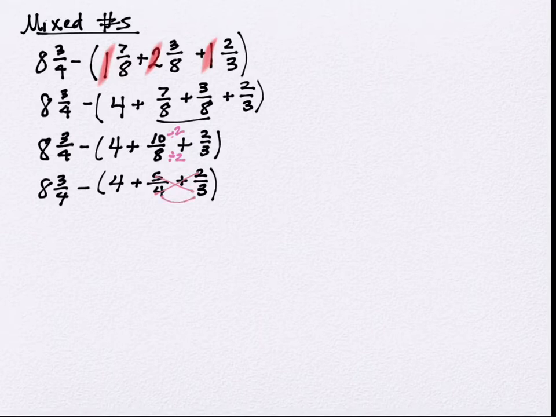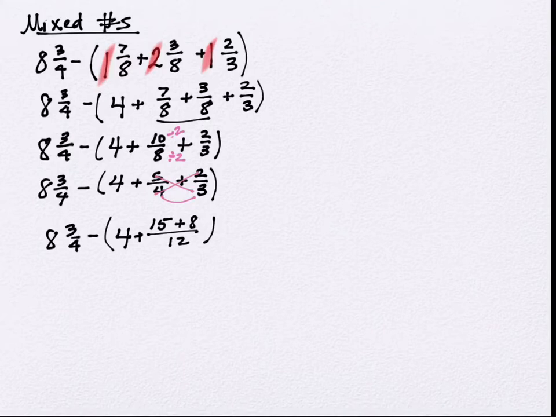So I have 5 times 3 is 15, plus 4 times 2 is 8 over 12. I have my 4 here at the beginning. And I have 8 3/4 minus this. So what is 15 plus 8? 23 over 12.